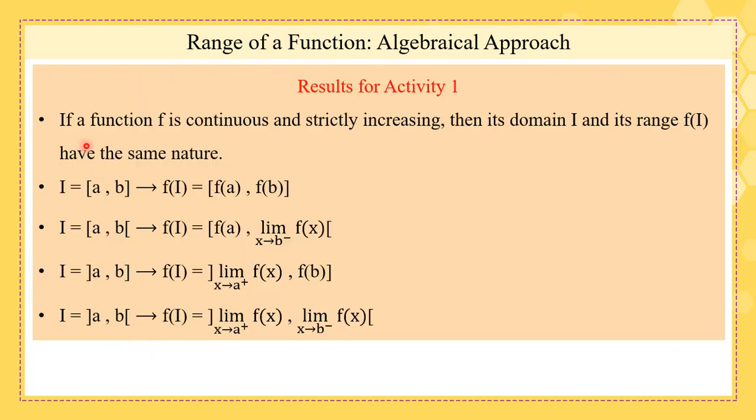Let's see. If a function f is continuous and strictly increasing, then first we can say that its domain and range have the same nature. If one of them is open, the other one would be open, and closed would give a closed interval, and semi would give a semi-interval. And in this case, if I, let's say, is the closed interval AB, f of I would be f of A, f of B. So in case we have a closed boundary, we just put an f here, whereas if we have an open boundary, we have to apply a limit. So closed, we apply an f, and open, we apply a limit.